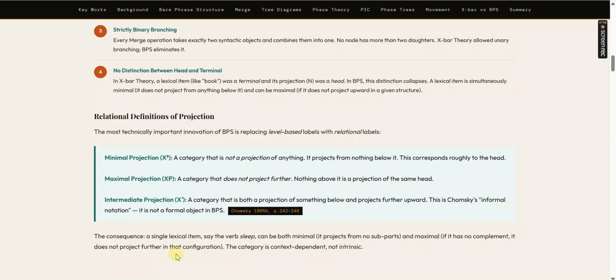So this is the consequence that is written: a single lexical item, say the verb "sleep," can be both minimal and maximal. In BPS, it is context dependent. Okay, let's move forward.